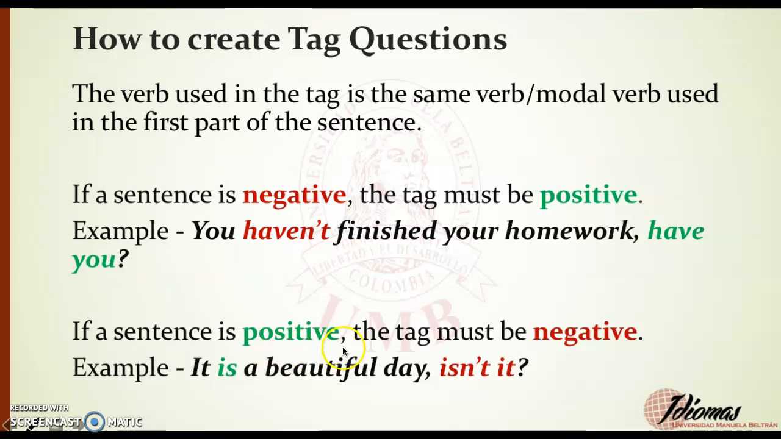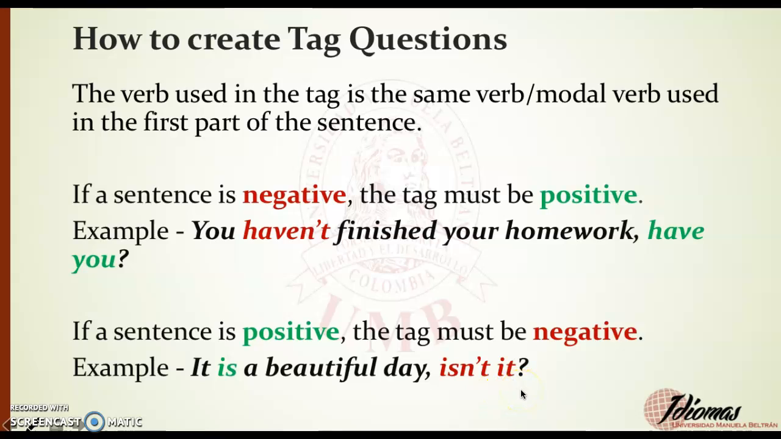So when the sentence is positive, the tag must be negative. You see it? For example, "It is a beautiful day." The sentence is affirmative. We have "is," that is the verb to be, and it is affirmative. So it means that the tag question needs to be negative. What is the auxiliary in the sentence? Is. So the negative is going to be isn't. "Isn't it?" Again: "It is a beautiful day, isn't it?"